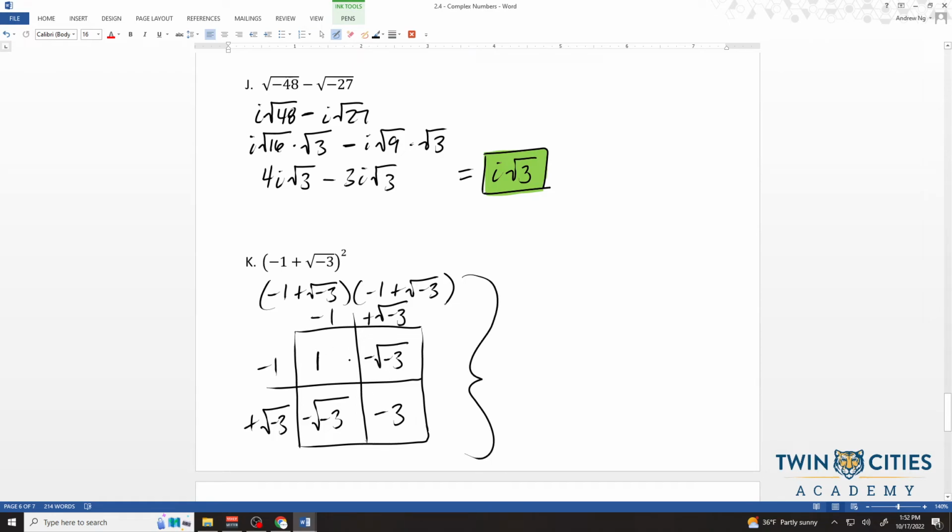Okay, combine like terms. 1 plus negative 3, that'll make negative 2, minus 2 times, I've got 2 of these square roots of negative 3's. Last thing here, I can just take out the negative 1 and say this is the square root of negative 1 times the square root of 3. So this is negative 2 minus 2i square root of 3.